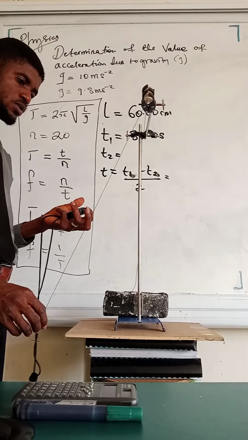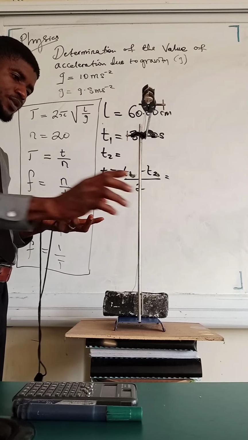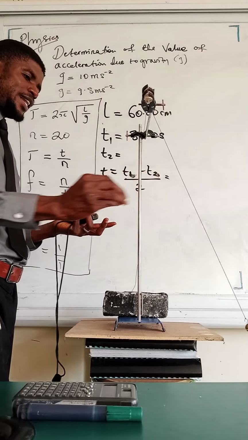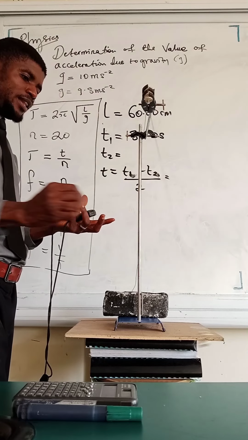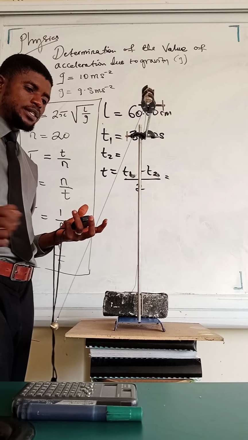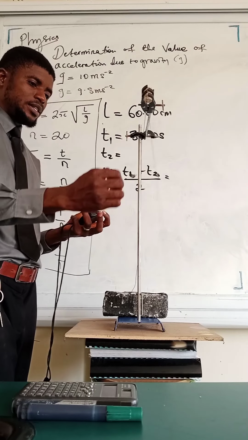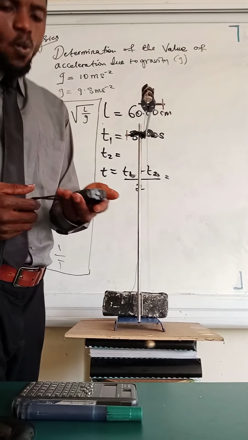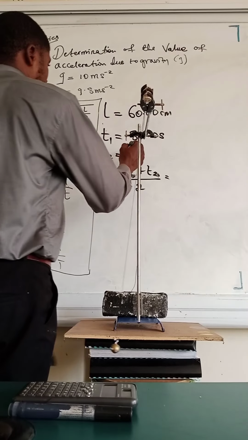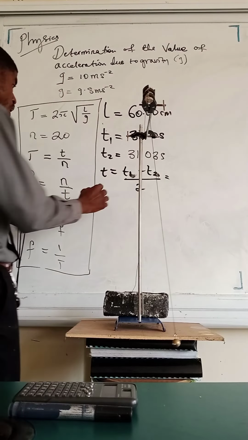1, 2, go. 1, 2, 3, 4, 5, 6, 7, 8, 9, 10, 11, 12, 13, 14, 15, 16, 17, 18, 19, 20. We got 31.03. 31.03 seconds.